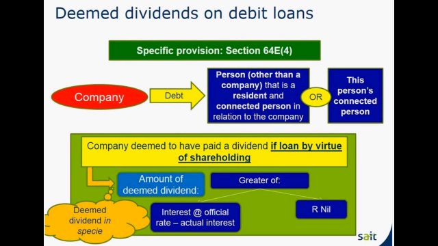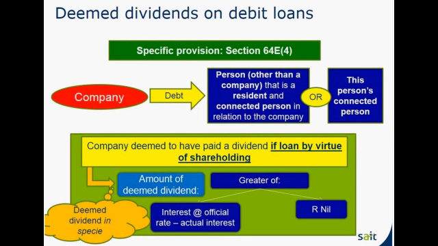You have paid the dividend if the loan was advanced by virtue of the shareholding. So the reason for advancing the loan was the fact that the person holds shares in the company. They might have to deem a dividend on that debit loan. If the loan is something else, so let's take as an example the fact that the person is also employed by the company, so we could picture the person being a director, then you're not looking at the deemed dividend, they might be looking at the fringe benefit.